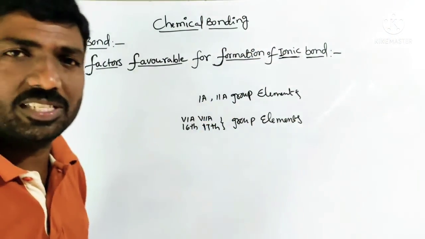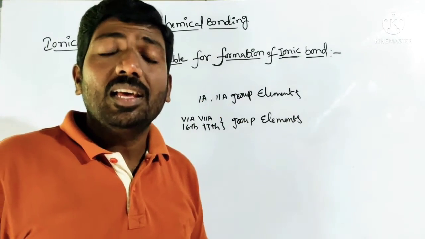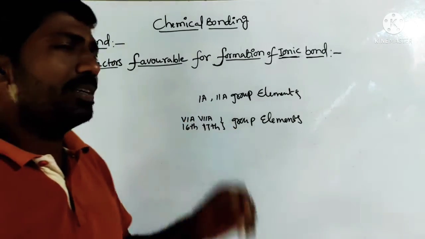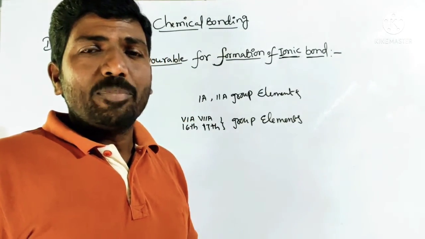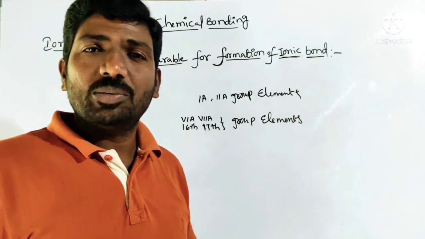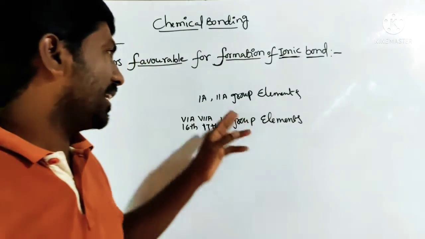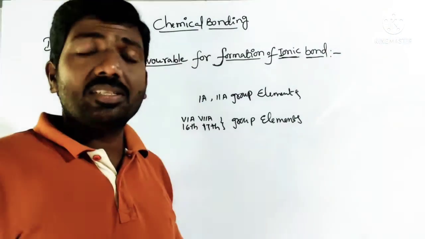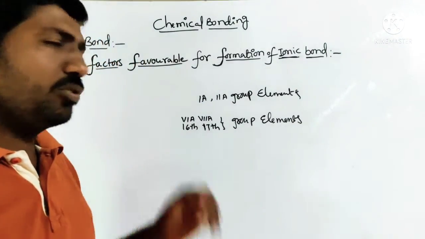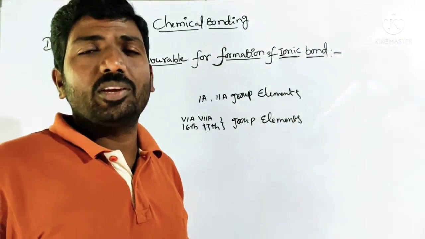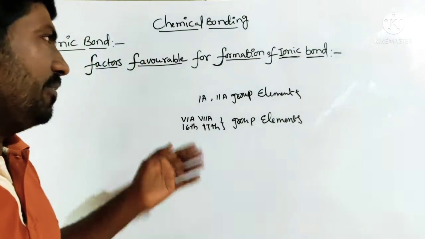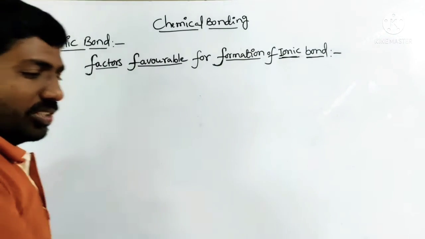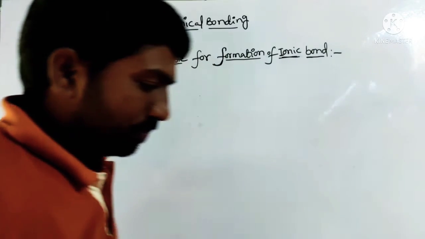What are the first A group elements? Lithium, sodium, potassium, rubidium, cesium, francium. That is the first A group. And the second A group elements? Beryllium, magnesium, calcium, barium, strontium. Then the 16th and 17th groups. The 16th group means the oxygen family. The 17th A group means chlorine, fluorine, bromine, iodine. Between them, mostly ionic bonds are formed, between these four groups.